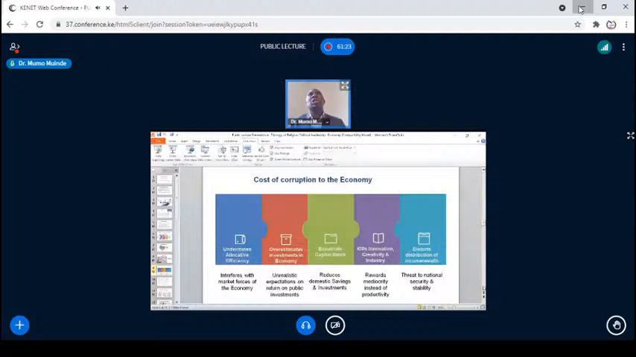So these are very critical variables that corruption negates within the economy. When you look at religion, it doesn't harbor corruption. So the question is, why is this corruption happening? If you look at Christians, there are many Bible scriptures that speak against corruption.